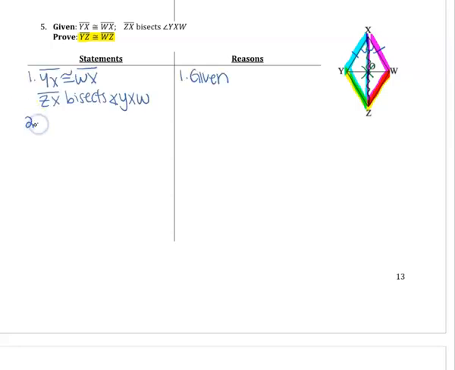Let's talk about the angle bisector. So I'm going to say angle YXZ is congruent to WXZ, because an angle bisector divides an angle into two congruent angles.